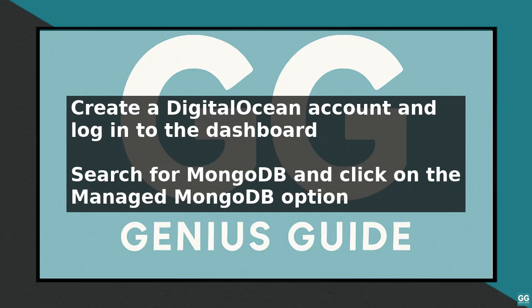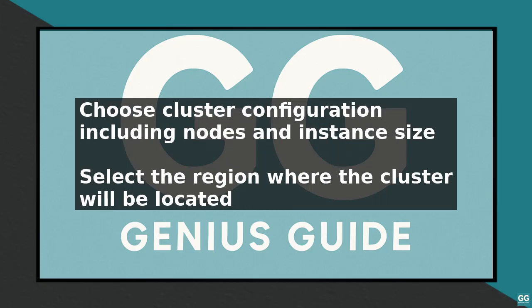Once you have an account, log in to the DigitalOcean dashboard and click on the Marketplace tab. Search for MongoDB and click on the Managed MongoDB option. Next, click on the Create a MongoDB cluster button and choose the cluster configuration that suits your needs. You can choose the number of nodes, the instance size, and the region where your cluster will be located.